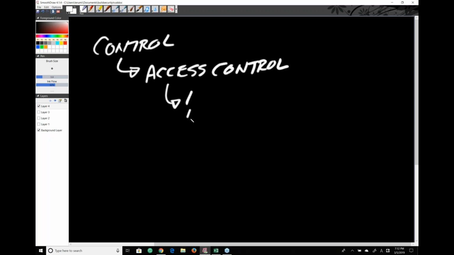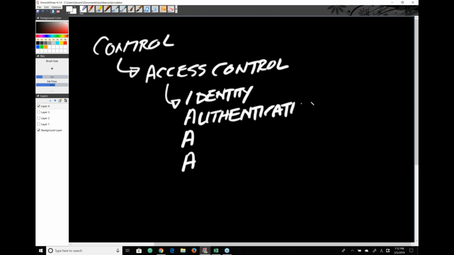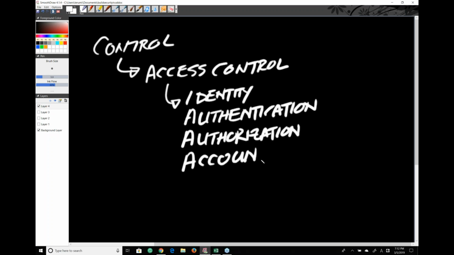IAAA. The I is identity. The first A is authentication. The next A is authorization. And the last A is accounting. These things are done in order.